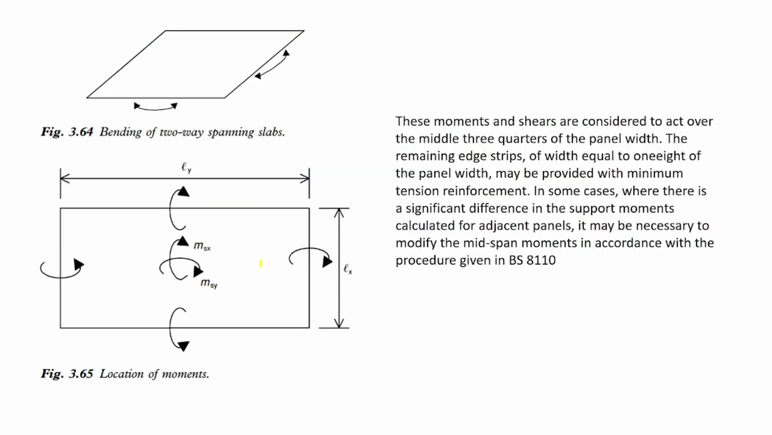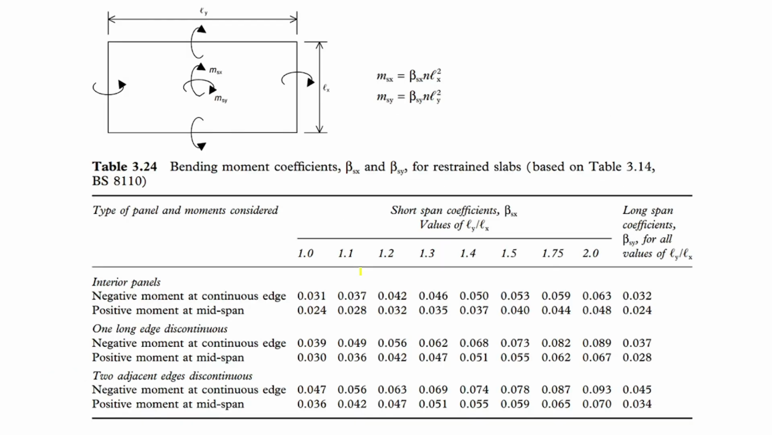This is what I was saying earlier, that this is the moment along X and this is the moment along Y. This is long span, and this is short span. This is the value of your coefficients for your moment. For interior panels, let us say you have these slabs. There's a slab here, slab also here. So this one is the interior panel.